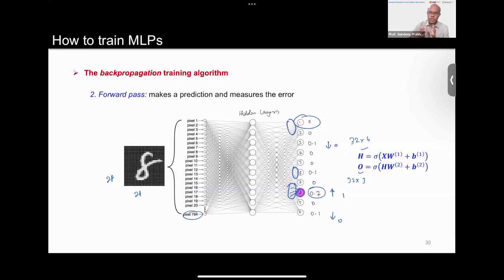Okay, so now what that basically means is that in the next iteration, I have to propagate this error and change something so that the 0.7 becomes a 1 and so on. Okay. Got you. Thank you.